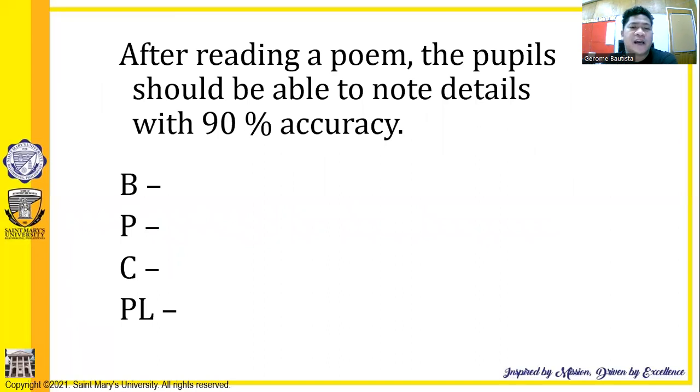Another example, we have after reading a poem, the pupils should be able to note details with 90% accuracy. It's very easy. What's the behavior? Note. What's the product? Details. What's the condition? After reading a poem. And what's the proficiency level? With 90% accuracy.